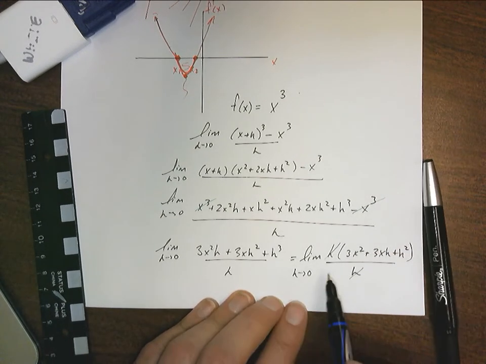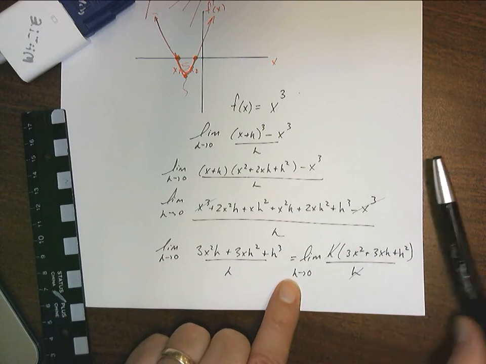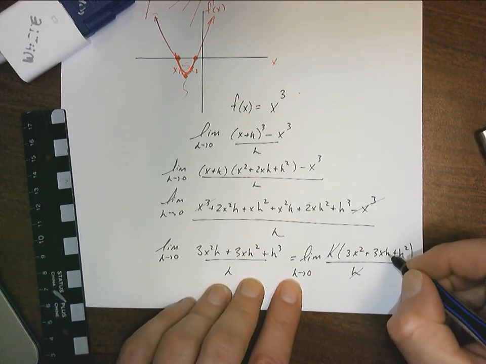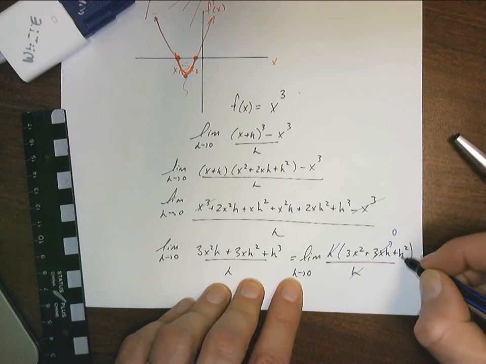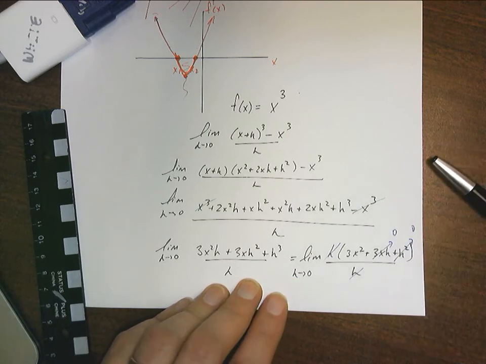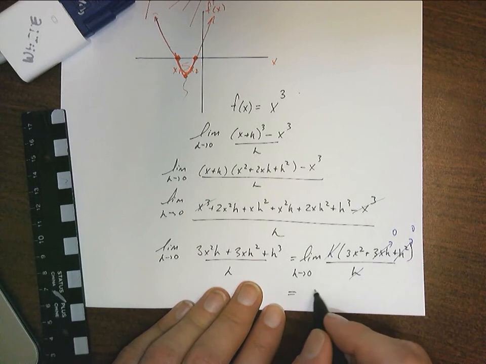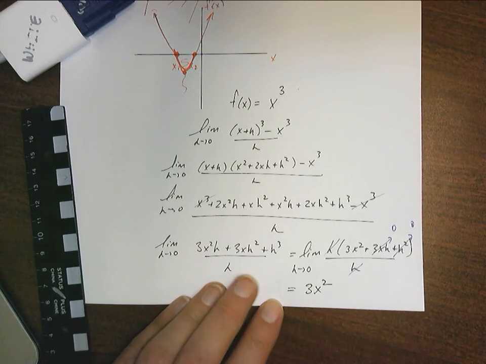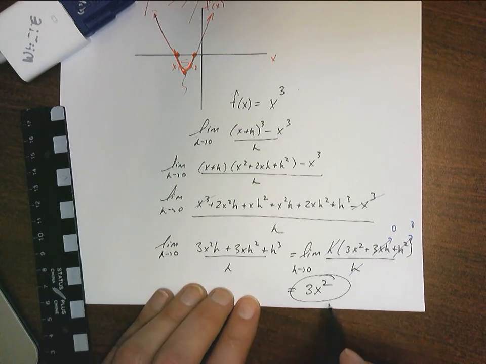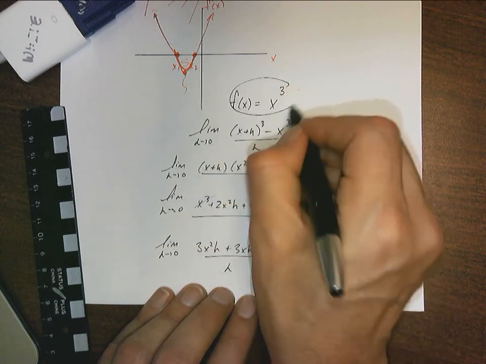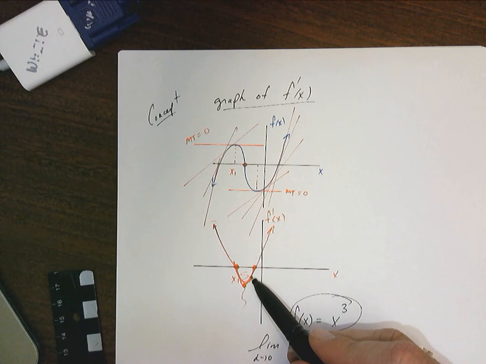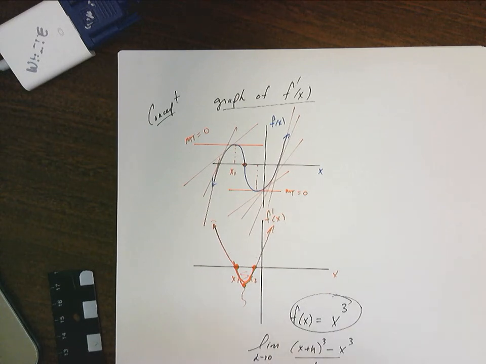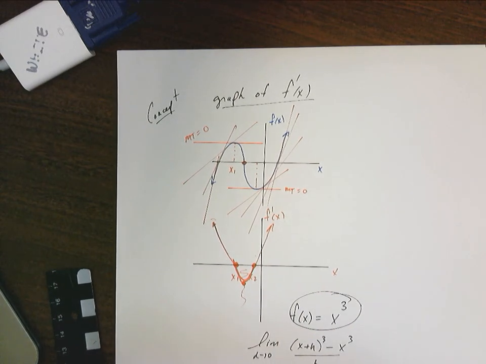Turn the limit on. As h goes closer to 0, 3x times 0 goes closer to 0. 0 squared goes closer to 0. Our final answer is 3x squared. My point being, this is a parabola. This was a cubic. The derivative is a parabola. Pretty interesting, and that's a concept.